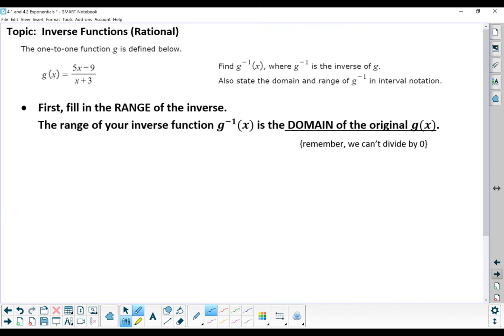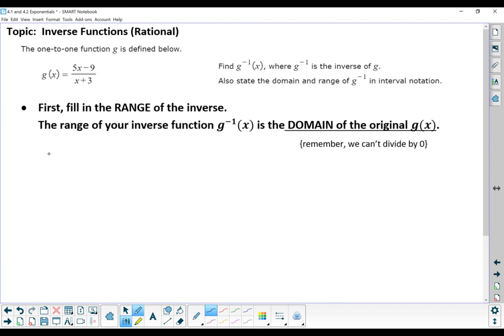Okay, our last topic is to find the inverse of a rational function, which is quite tricky. Definitely more challenging than finding a linear inverse. It's going to ask you 3 questions in this topic. It's going to ask you to find the inverse function. So our function here is g. We're going to find g inverse. It asks you also for the domain and range of the inverse function.